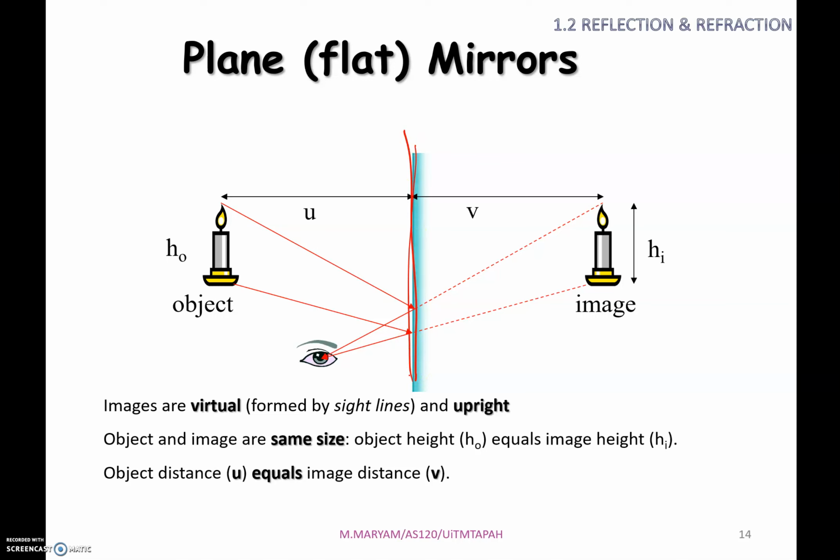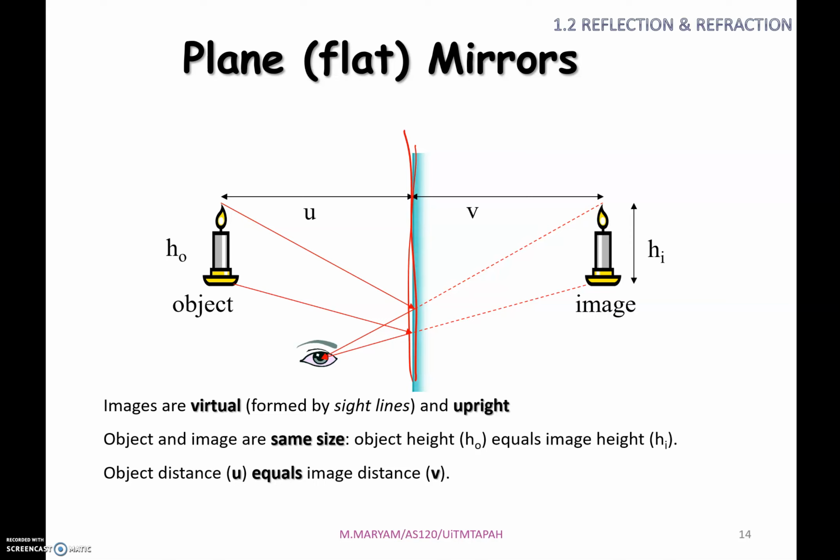So just go to the mirror right now, or open your camera and look at your face. Just imagine that is your mirror. So what kind of image do you see? Does it become bigger? Is it inverted? Or is it virtual or real? Those are the three criteria of images.